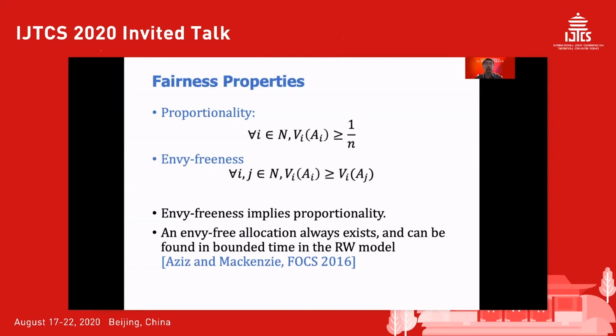In addition, envy-free allocation also enjoys the following nice property: it always exists in a very general scenario for any number of players, and can also be found in bounded time in the Robertson-Webb model. The last result is actually not an easy result. It has been a breakthrough. It was found by Haris Aziz and Simon Mackenzie in 2016. So this is the model for divisible resource allocation.